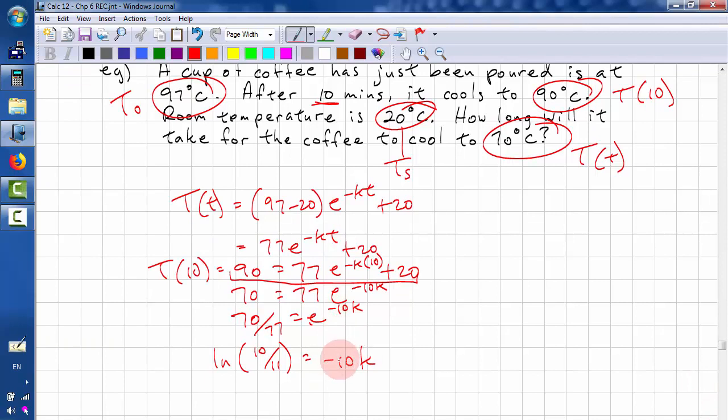And then we just have to divide both sides by negative 10. So k equals ln(10/11) over 10. Okay, this divide by 10 does not go inside the ln. You can't bring a value from outside a function to inside a function and vice versa. And because we have a negative sign here, we can flip this over. Ln(11/10) all over 10. So that's our k.